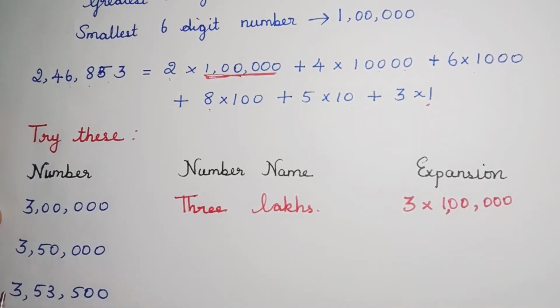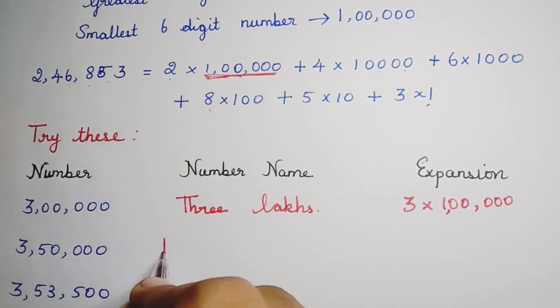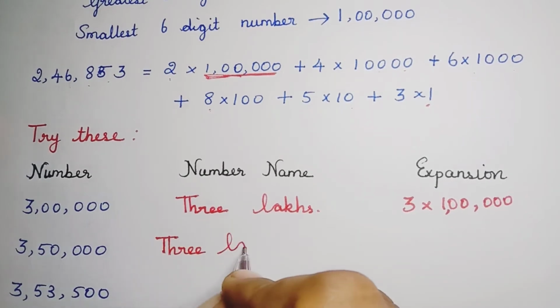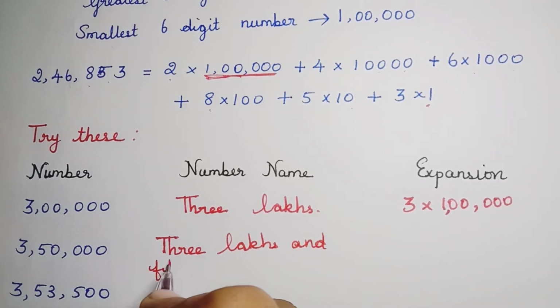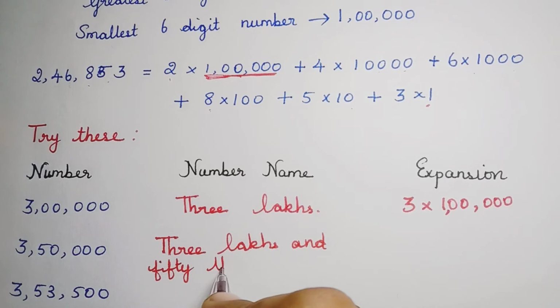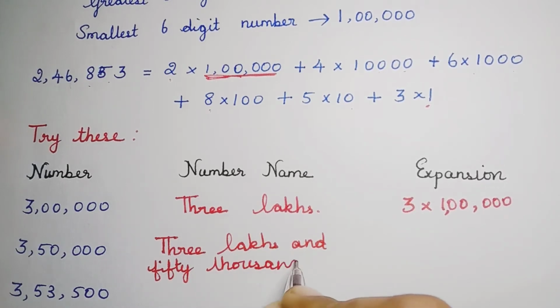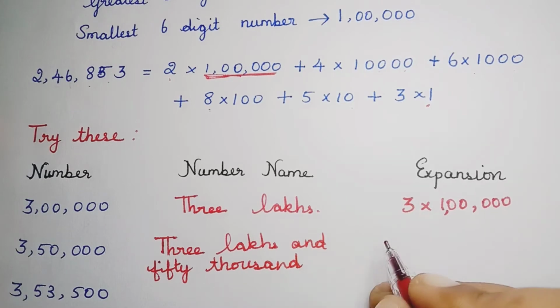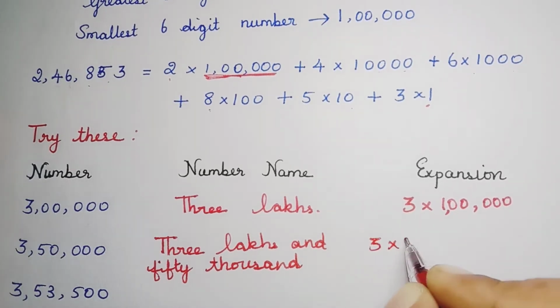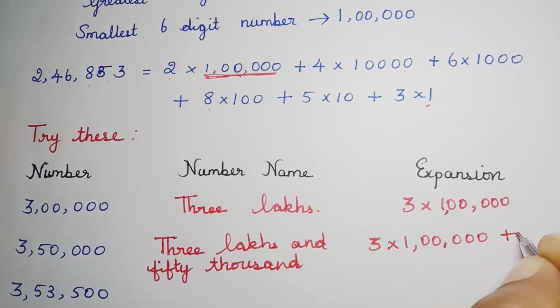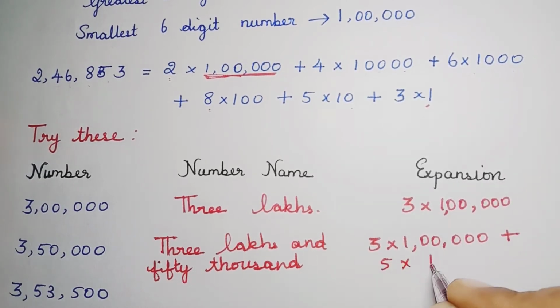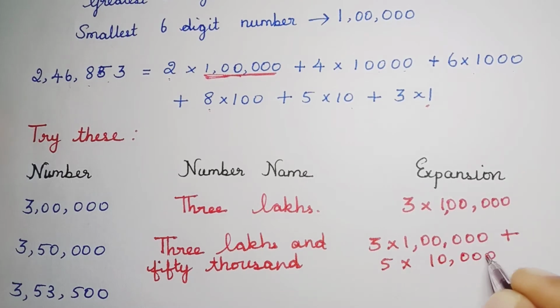3 lakhs. What's the next question? 3 lakhs 50,000. So write it. 3 lakhs and 50,000. So how can we expand this? 3 into 1 lakh. You have to write it like this: 1, comma, 2 zeros, then 3 zeros. This is your 1 lakh plus 50,000. So 5 into 10,000.